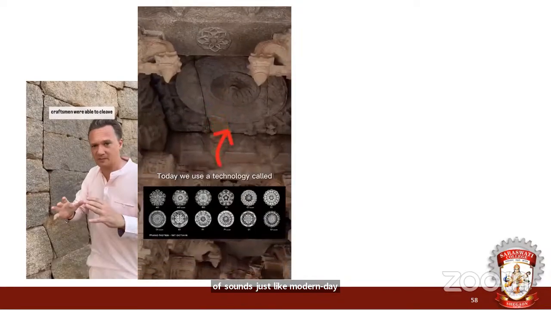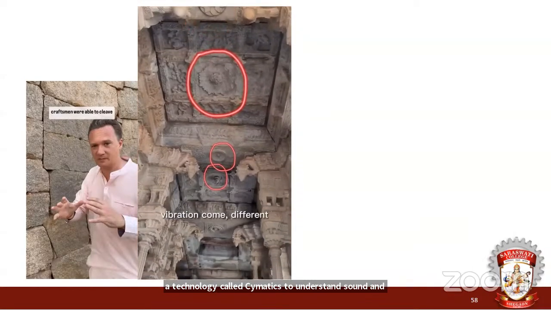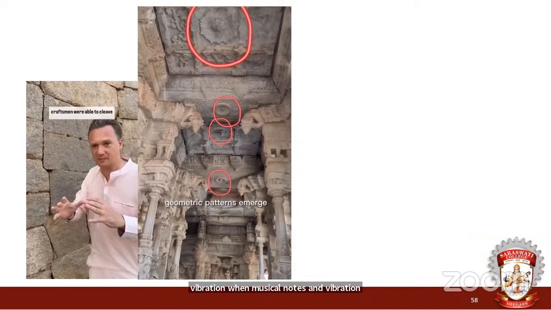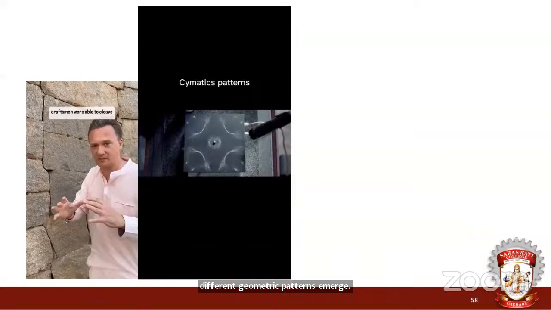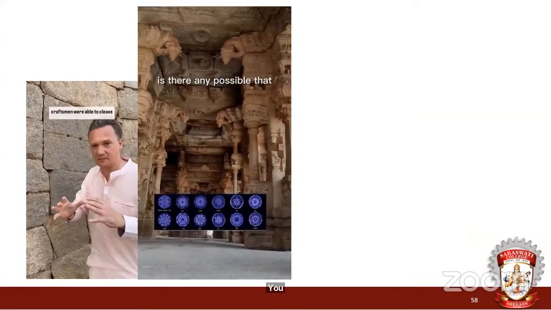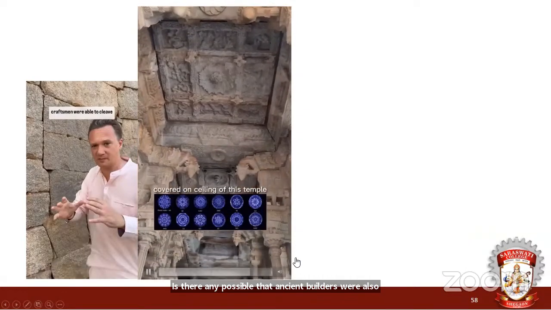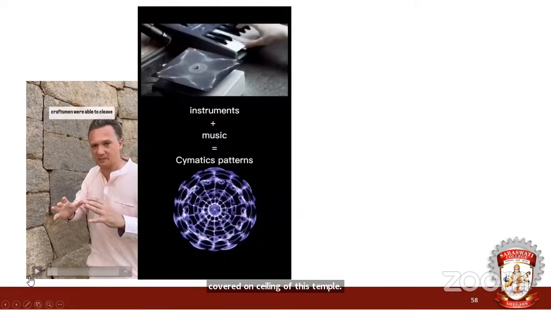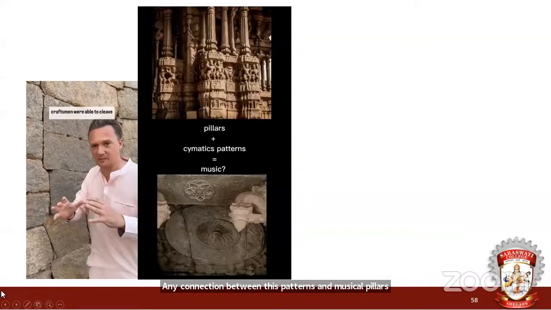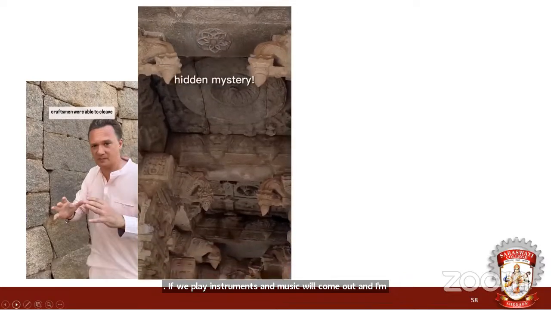Today we use a technology called cymatics to understand sound and vibration. When musical notes and vibration come, different geometric patterns emerge. Is it possible that ancient builders were also using cymatics? Here we can see cymatics patterns carved on the ceiling of this temple. Is there any connection between these patterns and the musical pillars? If we play instruments, music will come out and cymatics patterns appear. If we tap on pillars through cymatics patterns, will music come out? Still, it is the biggest hidden mystery.